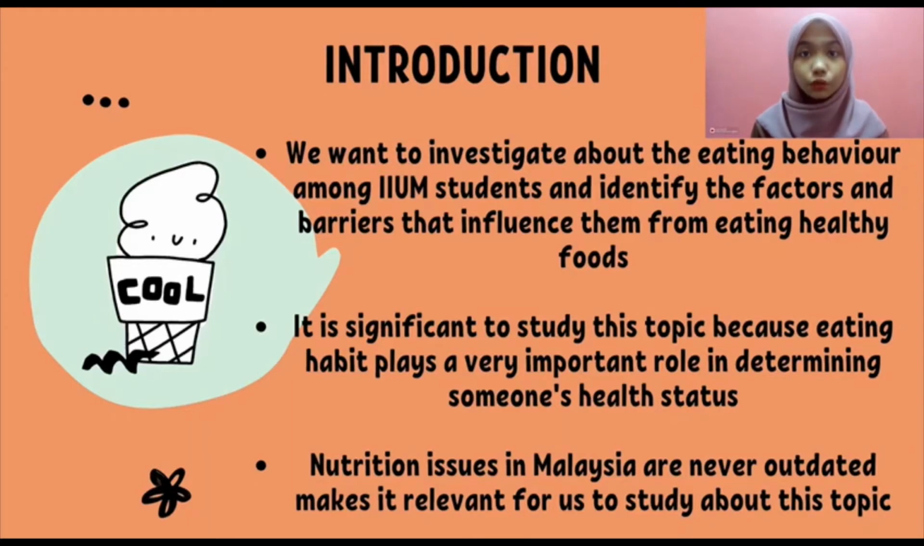In fact, nutrition issues in Malaysia have never been outdated since the year 2000. According to the Health Minister, obesity and overweight among adult Malaysians has just passed 50% prevalence, of which 18.3% of them have diabetes and 38.1% have high blood pressure. Furthermore, it is found that 95% of adults did not consume adequate intakes of healthy food such as vegetables and fruits. Therefore, these cases make this topic relevant for us to investigate.